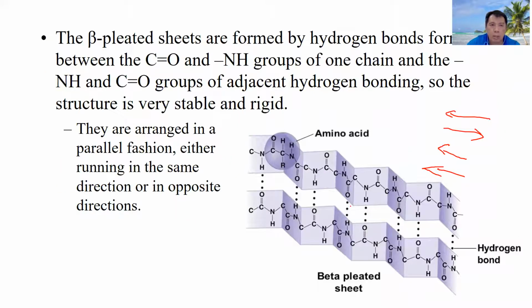Because of the adjacent hydrogen bonding formed in the parallel fashion, the structure is very stable and rigid compared to just the alpha helix.